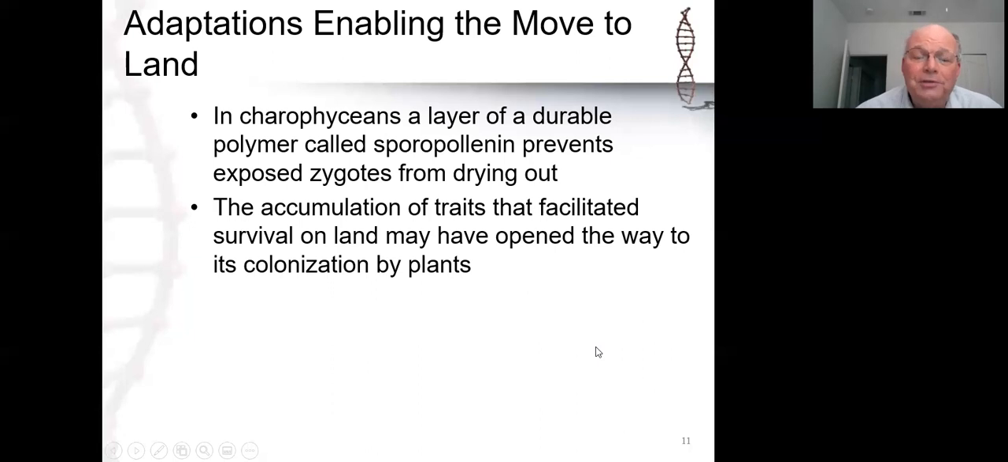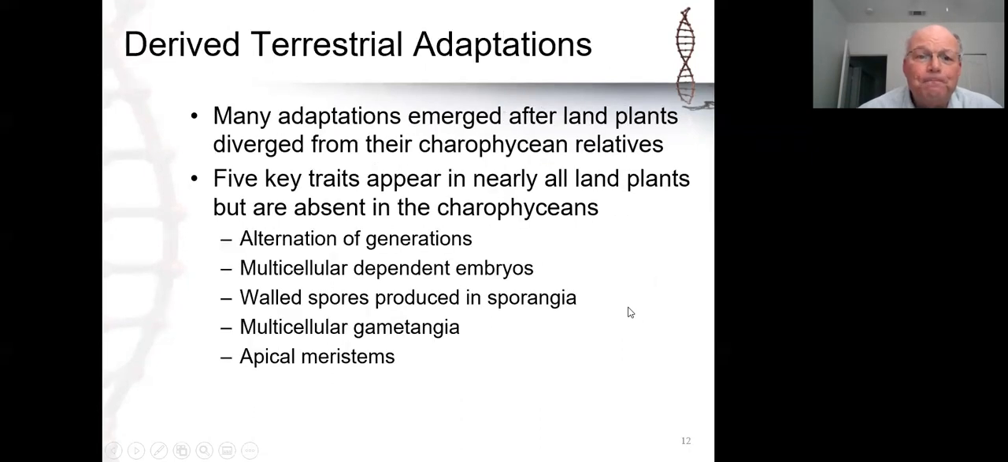But there are 4 traits that are considered to be diagnostic in terms of derived traits that identify members of the plant kingdom as members of the plant kingdom and separate them from the charophyceans. So here are, I said 4, I've split them up into 5. Okay, so we'll take them as 5, and the reason why is because having already talked about the walled spores, I've got that included in here. That's connected with the sporopollenin. So I've listed them as 5 traits.